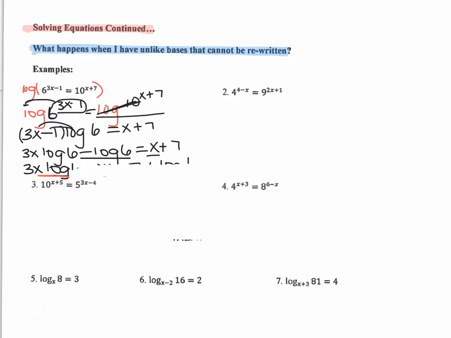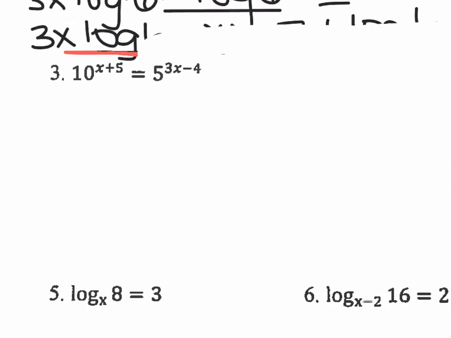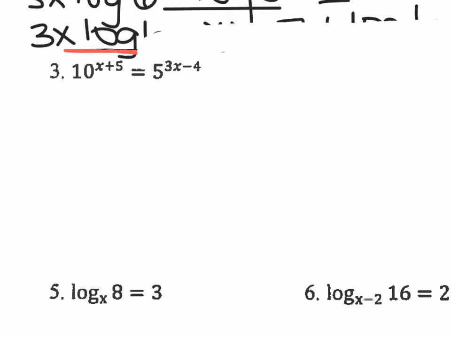And I'll zoom in a little more so we have some more space. All right, awesome. So notice my bases are not the same, and I can't rewrite 5 to get 10. So I'm just going to take a common base logarithm of both sides. I'm just going to do log base 10.